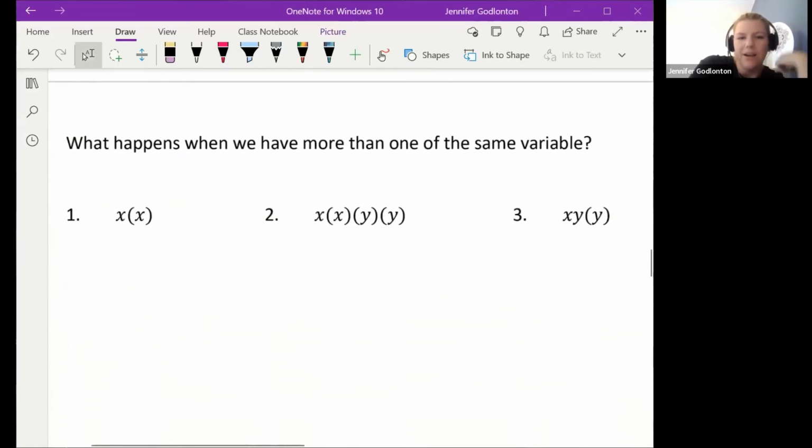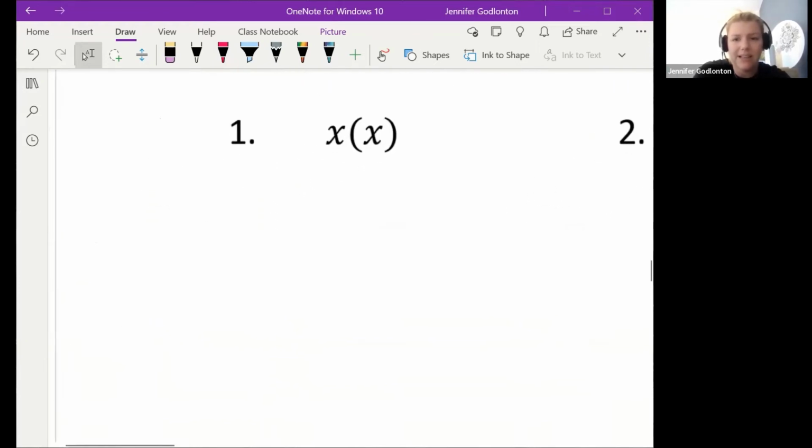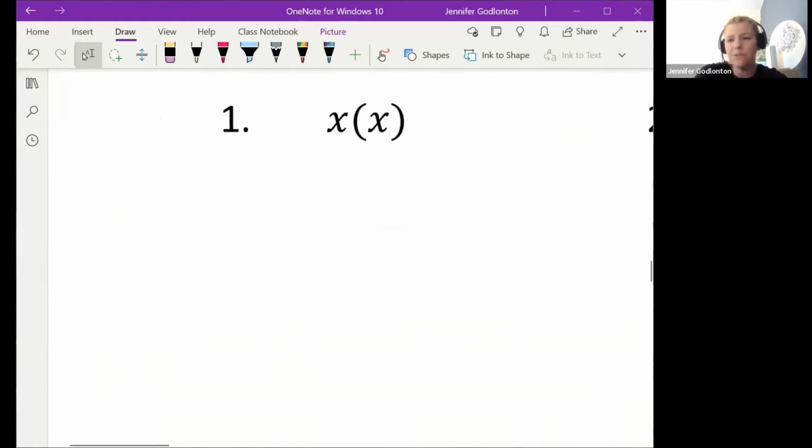Okay, so now we've looked at multiplying with signs and variables involved, but what happens when we have more of the same variable? So here I've got x times x. What is going to happen when I'm trying to multiply two x's together? If you feel like you know the answer, just unmute yourself and let me know. Tany's saying x squared. I like it. It's good. Okay, so this is the same situation.